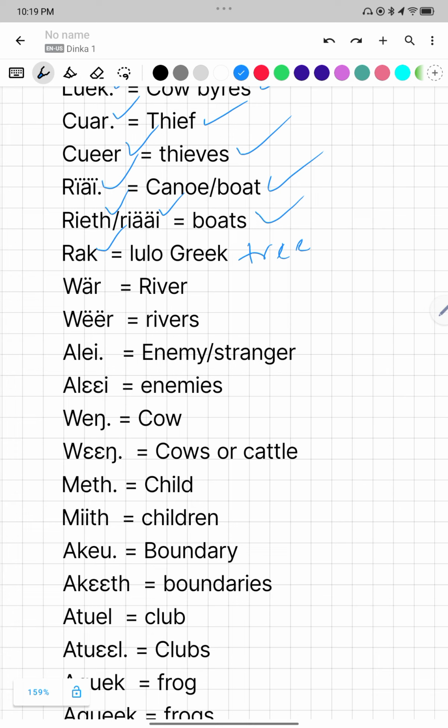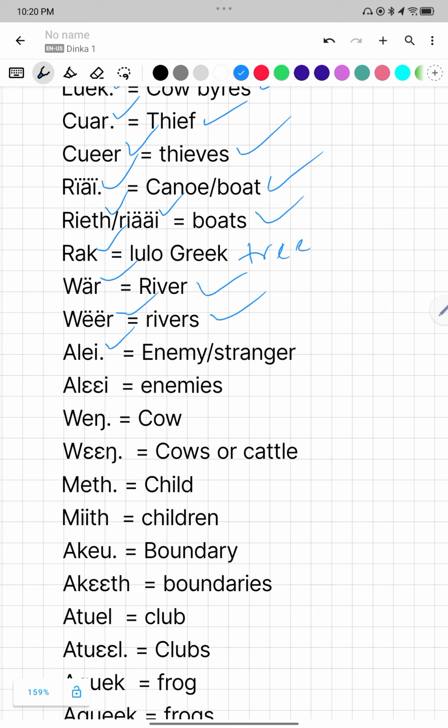War means river. River. Where means rivers. Rivers. Guys, it is singular and plural. Just follow.